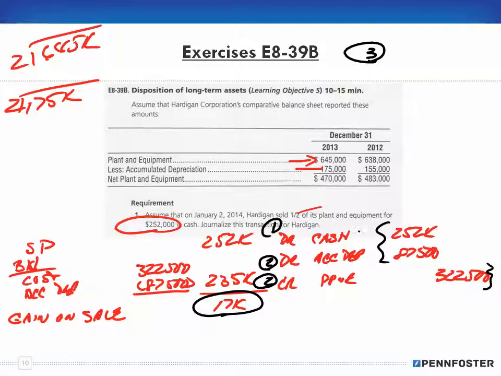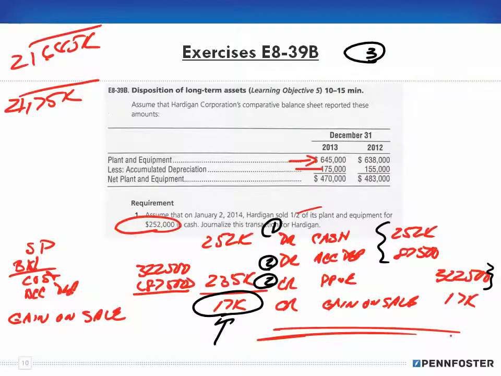So it's easier to just say, okay, I add up my debits, I add up my credits, what's the difference between the two, which is the 17,000, right? And in this case, to make my journal entry balance, I have to credit my gain on sale for $17,000. Okay, and that's my journal entry. It's just that simple, as long as you follow the process.